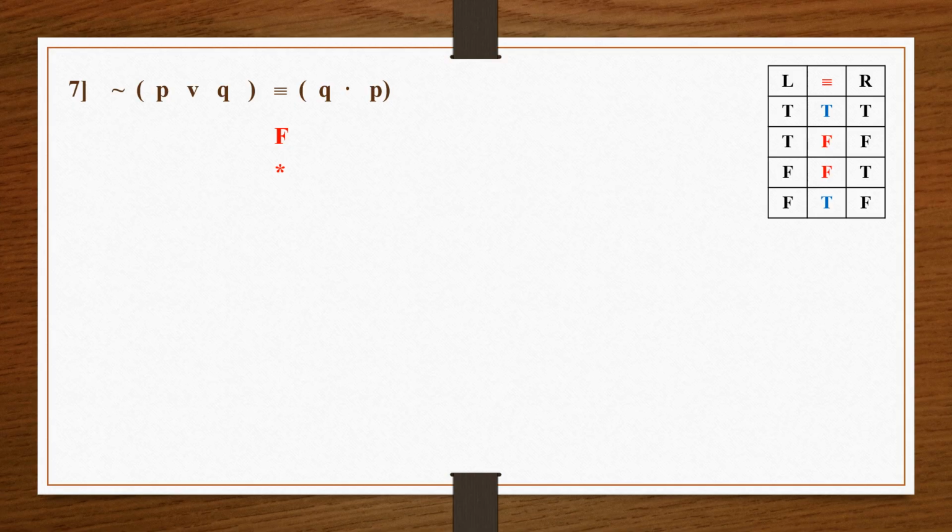Now the seventh one, let us see. What is the main connective here? Again, it is triple bar. So it's an equivalent statement. Equivalence is the main. We write F below it and mark it with a star. When is equivalence false? When it has unequal truth values. That is, we have more than one possibility. So we will apply the first possibility.